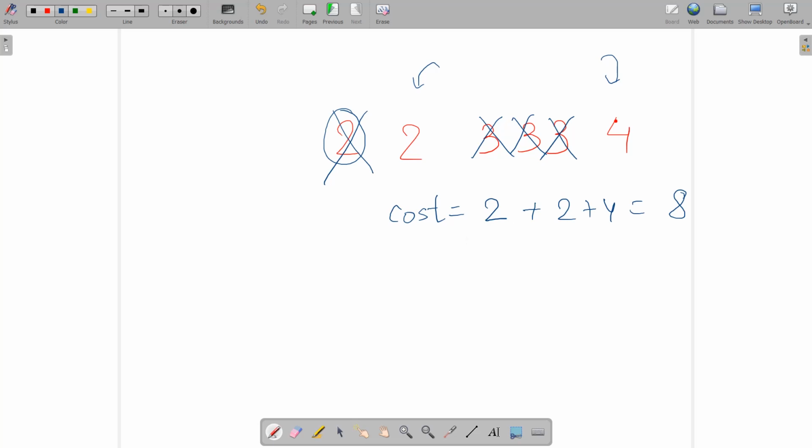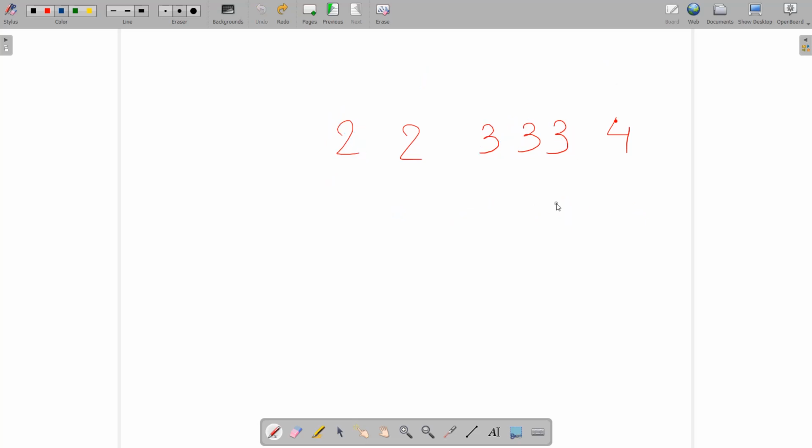But can we have a maximum answer more than this? Like, can we maximize our answer? So yeah, we can still maximize the answer. So how are we going to do that? Okay, so let's consider starting with 4.